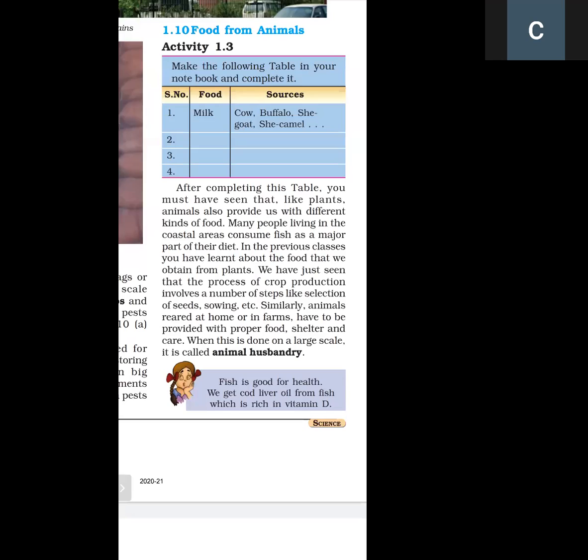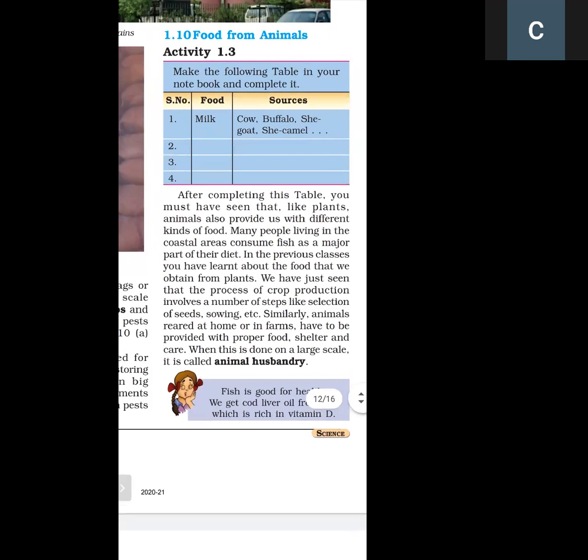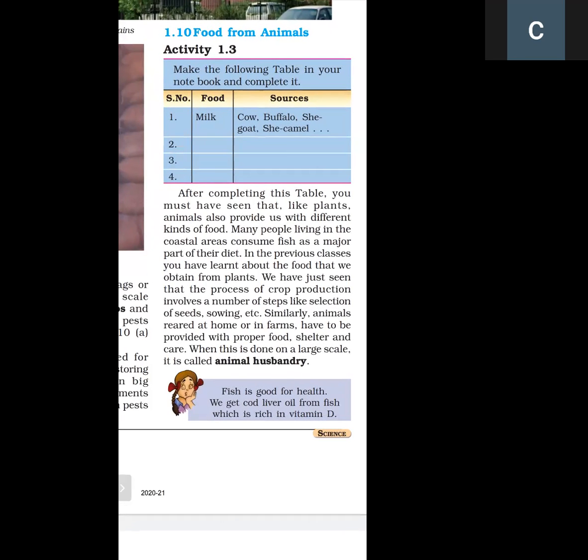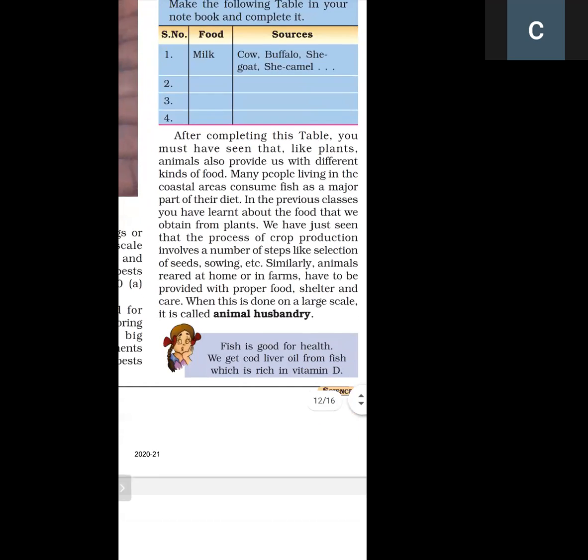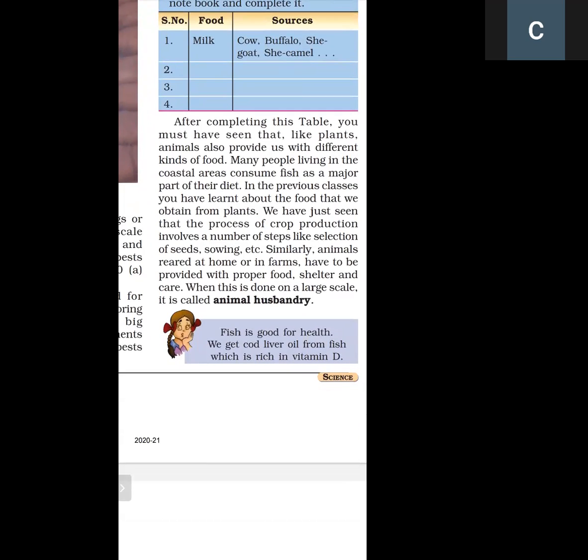As we know, all foods are obtained either from plants or from animals. From plants, we can obtain cereals, and sometimes in the food items we eat fish, so animals can be used as food. Plants can be used as food, but sometimes animals can also be used as food. So animals need to be kept safe. They also need food, shelter, and care, and this can be done with the help of animal husbandry.